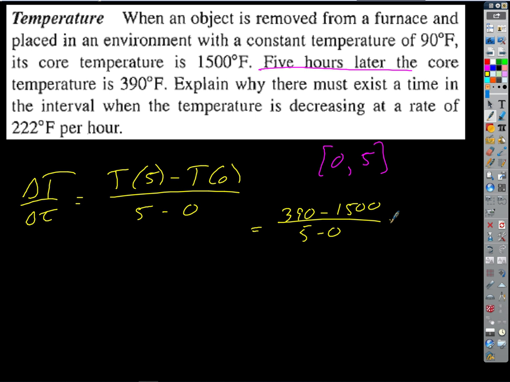1110? Yeah. So 1110 divided by 5 is 222, isn't it? Negative 222 degrees Fahrenheit per hour, right? So then, doesn't the mean value theorem guarantee that at some place between 0 and 5 hours, the instantaneous rate of change has to equal, at least at one place, negative 222, so it's decreasing at a rate of 222 degrees Fahrenheit per hour. Has to happen at least once. Right? Make sense? Okay? I just thought that was kind of cool.